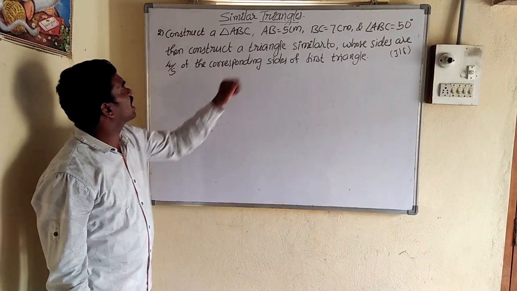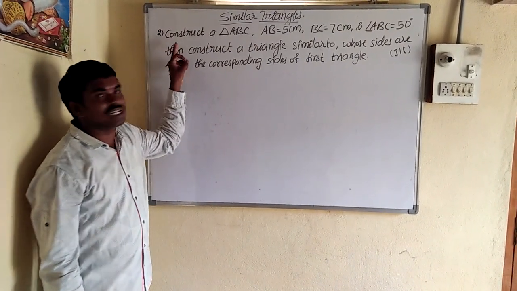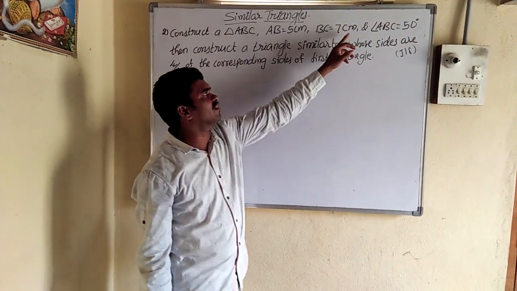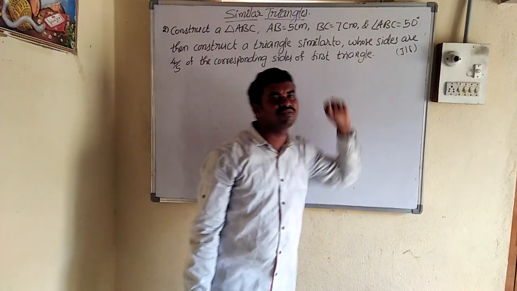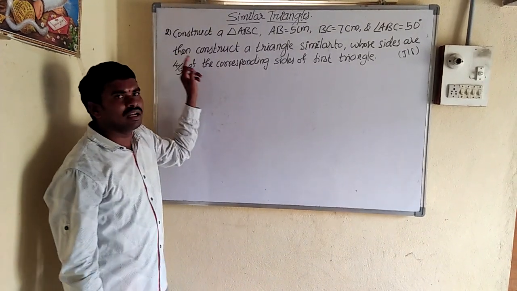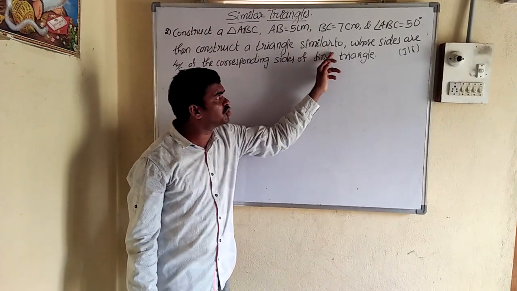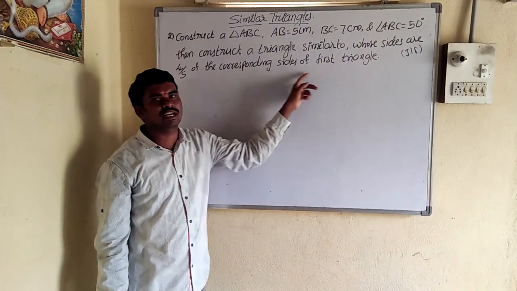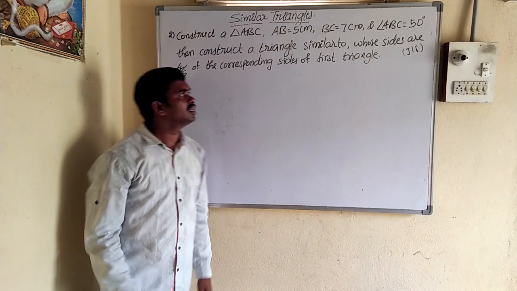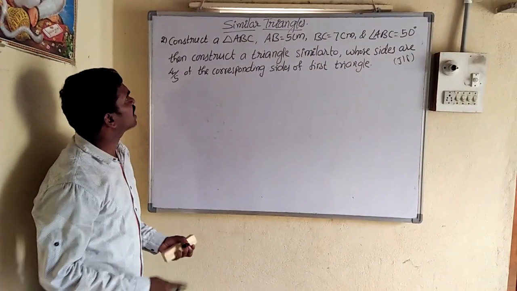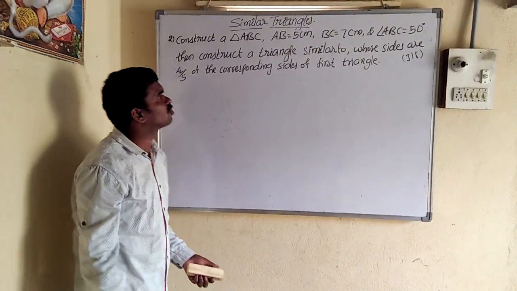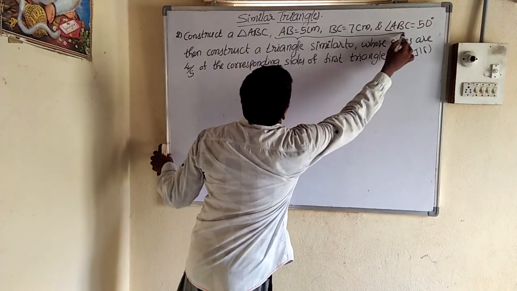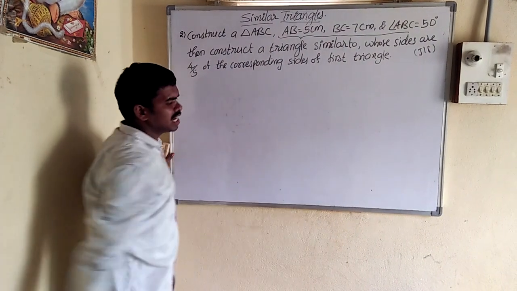In similar triangles, one question is given. Construct a triangle ABC with AB equal to 5 centimeters, BC equal to 7 centimeters, and angle ABC equal to 50 degrees. Then construct a triangle similar to it whose sides are 4 by 5 of the corresponding sides of the first triangle. In similar triangles, constructions are very important, 4 marks questions. First of all, we have to construct triangle ABC with the measurements AB, BC, and angle ABC.